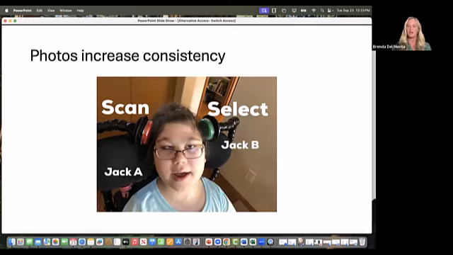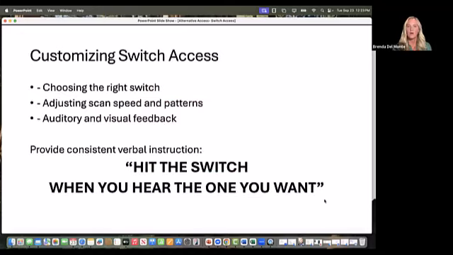And so I strongly recommend taking a photo of the placement, labeling it, and making that accessible to people who facilitate switch access with children in the educational setting in particular. So we want to choose the right switch. We can adjust scan speed and pattern, and we can adjust how much visual support comes. And we're doing some verbal instructions saying hit the switch when you hear the one you want. And that is if they only have one switch site and the device is sequencing through ideas and they don't get to control the speed.